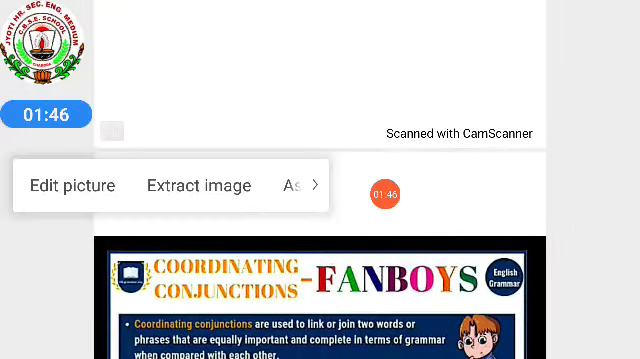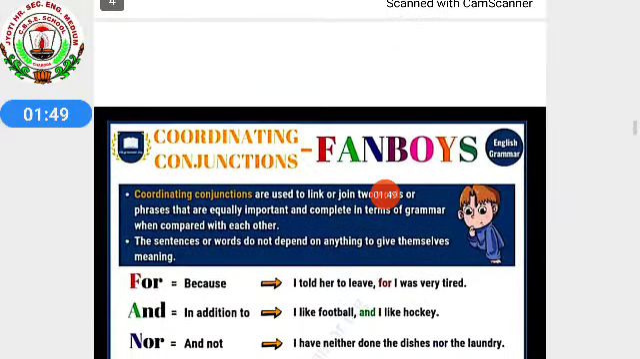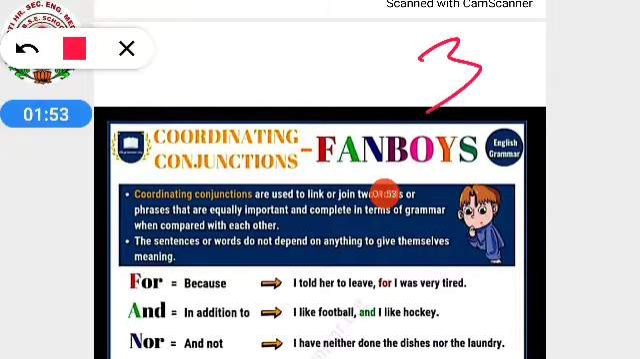Now we will see the types of conjunction. How many types of conjunctions are there? There are total 3 types of conjunctions. That is also given in your book in page number 75. So the first one is coordinating conjunction.